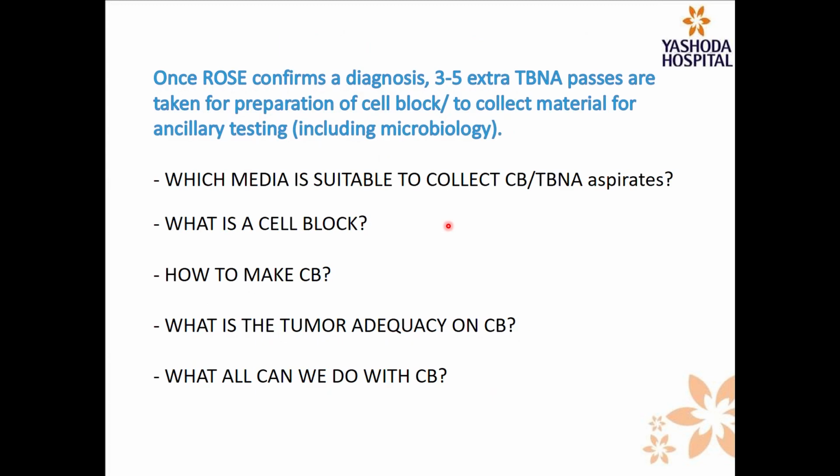Now, this is very important: once we confirm a diagnosis on ROSE, which may require anywhere between 2 to 3 passes at the maximum, we would require you to take at least 3 to 5 TBNA passes for the preparation of cell block and to collect the material for any ancillary testing, apart from the biopsy that will be performed to pick up biopsy samples for the histopathological diagnosis. Now, my talk will be concerning which media is suitable for collecting EBUS TBNA samples, what is a cell block, how to actually make a cell block in a laboratory, what is the tumor adequacy that we describe in cell block, and what all can we do with the cell block.